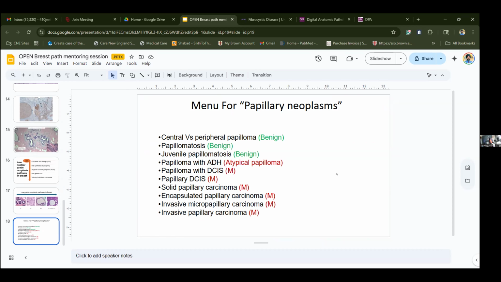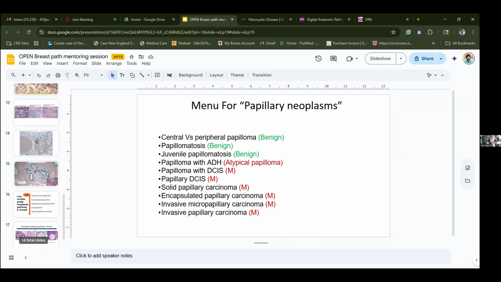So when you are on this topic in the module, try to identify why would I call this papillary? And then you go further, look at the more histological details, and try to classify it into a particular lesion. So I think that's my last slide.